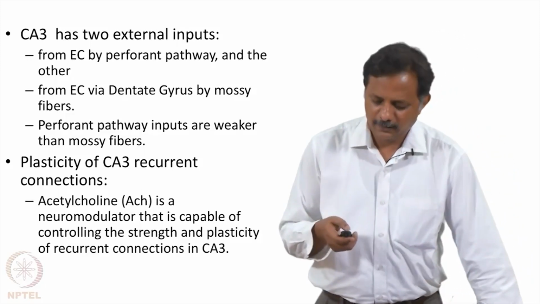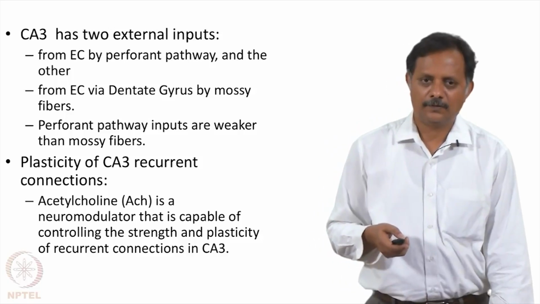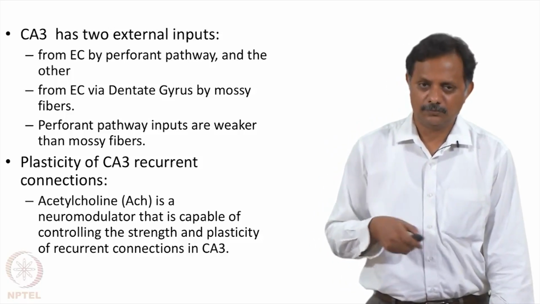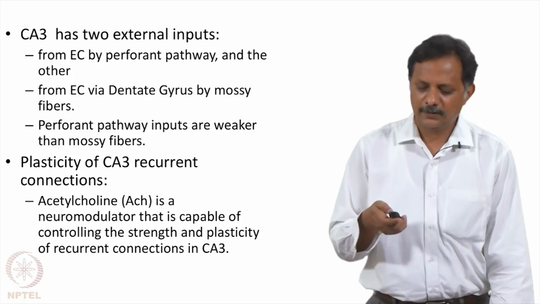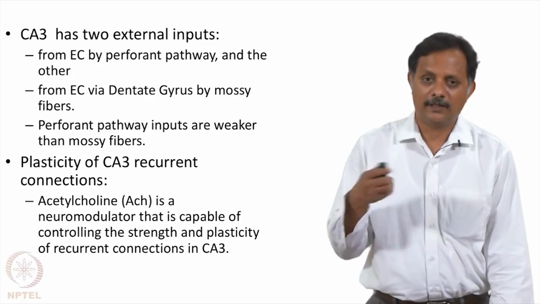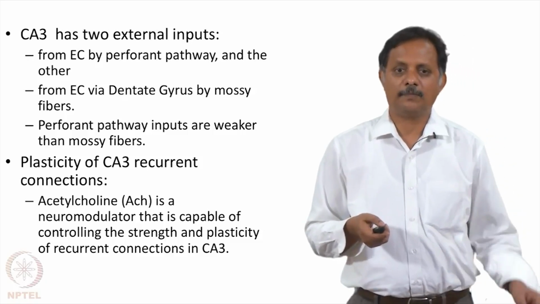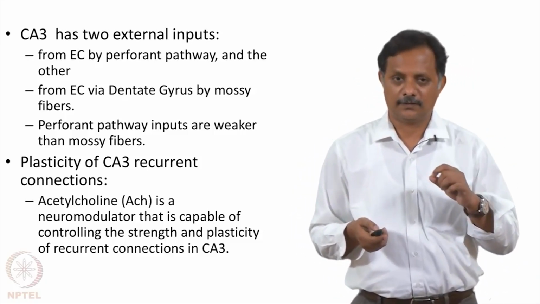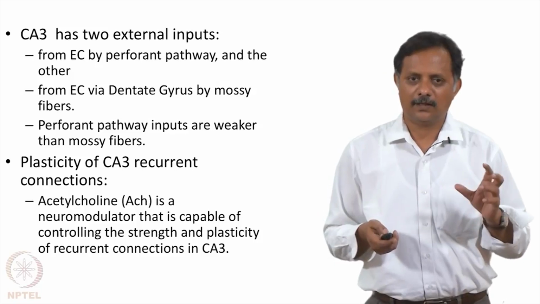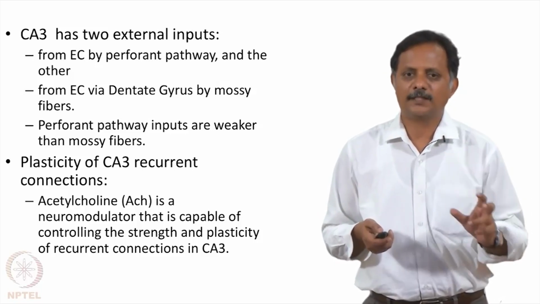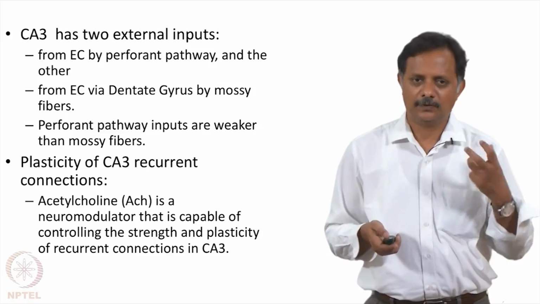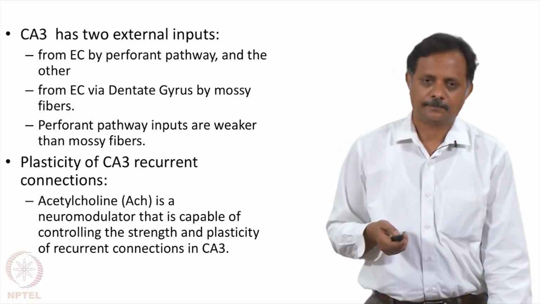So, basically what we need is some way of changing the strength of external input, making it stronger, making it weak, some way of changing the strength of the recurrent connections, making it stronger, making it weak, and some way of controlling the plasticity of the recurrent connections. We see that there are mechanisms for achieving each of them in place within CA3.